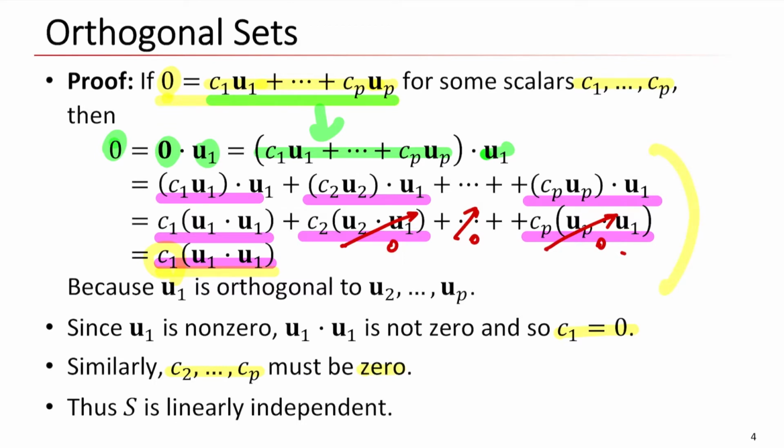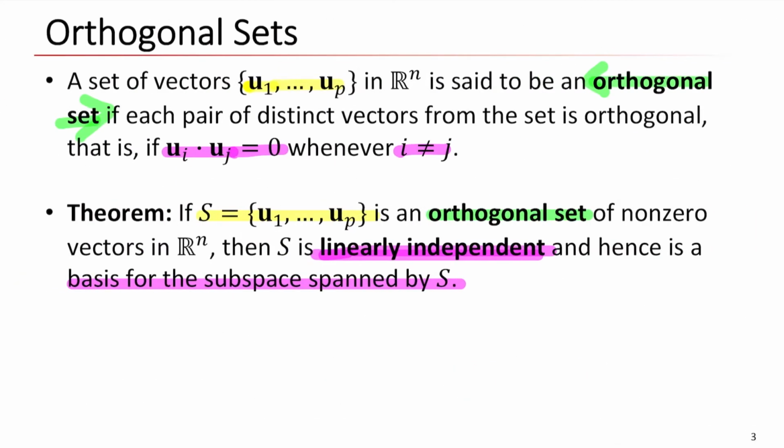So in other words, from this equation, C1 through CP should be all 0, right? So what does it mean? This U1 through UP is linearly independent, or the set S is linearly independent. Okay, so this is a proof. So in other words, if the set S is an orthogonal set, then set S is linearly independent, or a basis for the subspace spanned by S. Okay, so this is the definition of the orthogonal set.